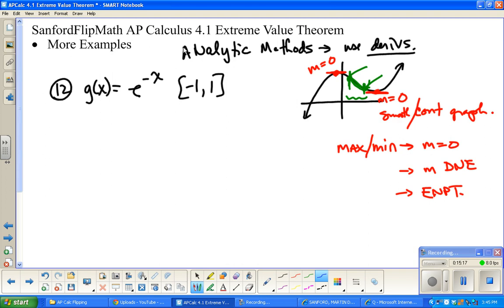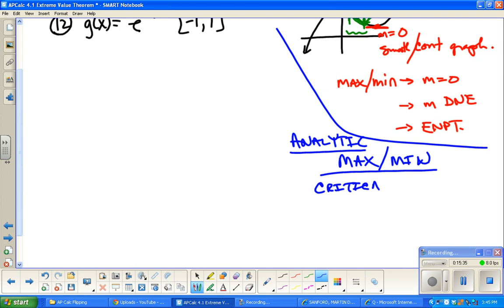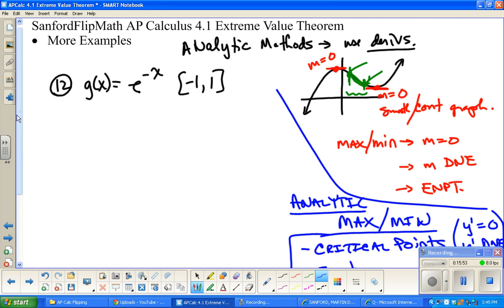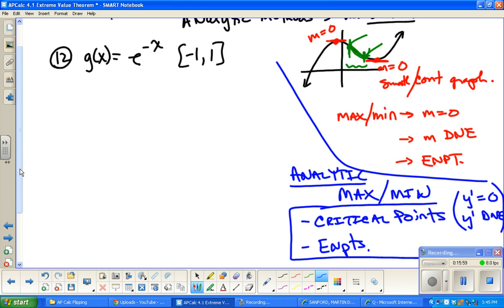All right, so here's what we're going to do. Here's the analytic process for finding maximums or minimums. We need to find the critical points. Remember, the critical points are where y prime equals 0 or y prime does not exist. And then we also need to look at endpoints. All right, so here we go. We're going to look at the critical points for g of x. Critical points again are where the derivative equals 0.